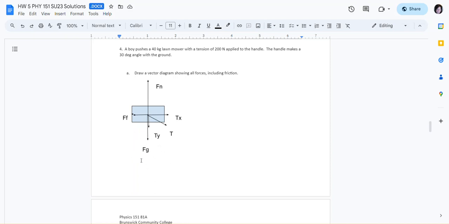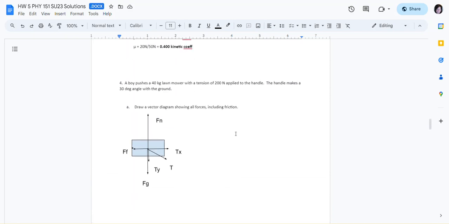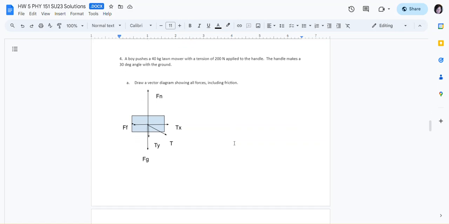So you want to make sure that you calculate the normal force correctly, because if it was just sitting on the ground, the normal force would be equal to just the weight. But since you're pushing down on it with Ty, the normal force has to counteract Fg and Ty, and then Ff would be mu times those two forces added together.